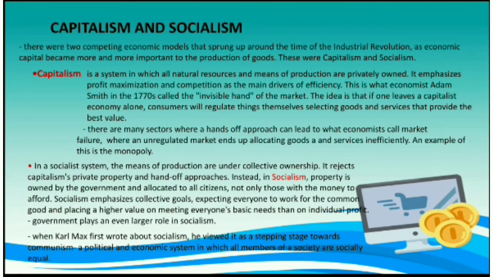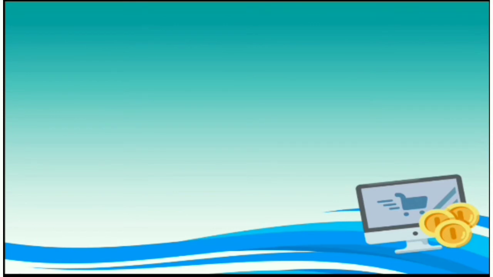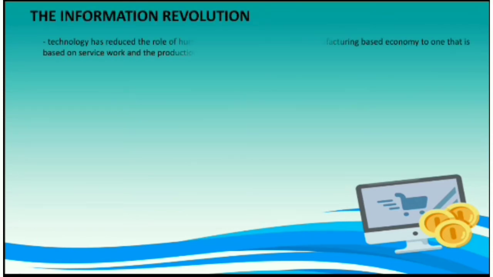When Karl Marx first wrote about socialism, he viewed it as a stepping stage towards communism, a political and economic system in which all members of a society are socially equal. The next economic event is the information revolution. Technology has reduced the role of human labor and shifted it from a manufacturing-based economy to one that is based on service work and the production of ideas rather than goods.